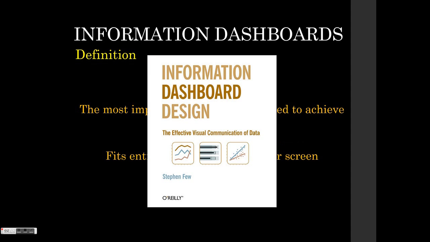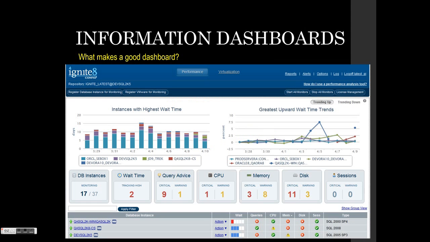I've taken this definition as well as some of these examples from a book called Information Dashboard Design: The Effective Visual Communication of Data by Stephen Few. Here we see a good dashboard. So what makes this a good dashboard? Well, the data seems clear, seems to stick out, is pronounced. We can see wait time, query, CPU, memory, disk.